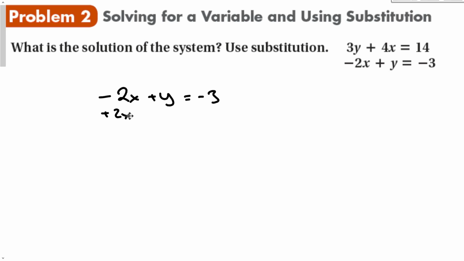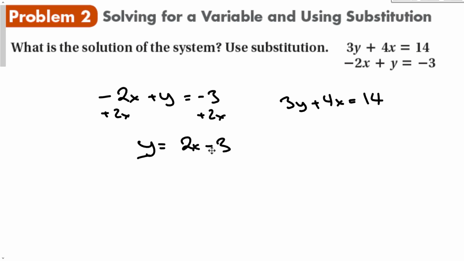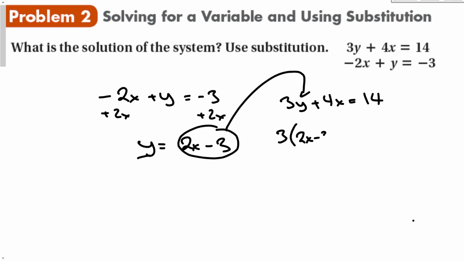So I have to get the variable by itself. And I'm going to do that by adding 2x to both sides, which gives me y is equal to 2x minus 3, because I cannot put those together. Now I know what y is equal to. So now I can take my other equation, 3y plus 4x is equal to 14, and I can replace y with those numbers right there, because y is equal to 2x minus 3. So I can say that 3 times 2x minus 3, which is y, plus 4x is equal to 14.